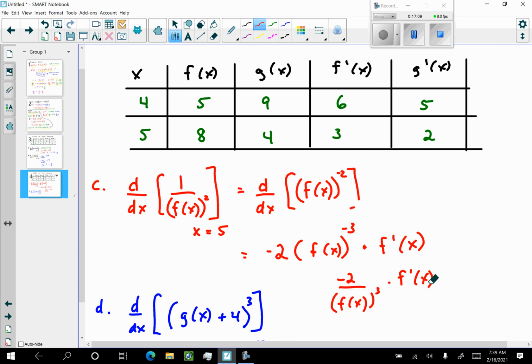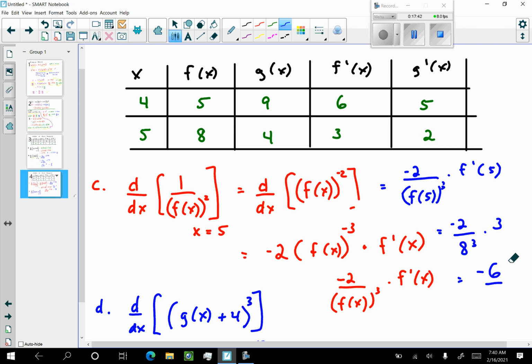What do I want to do? Wherever I see x, I put 5 in. I'm going to jump up here. So this is going to be negative 2 over f of 5 cubed times f prime of 5. Well, what's f of 5? F of 5 is 8. So this is going to be negative 2 over 8 cubed. F prime of 5 is 3. So this is going to be negative 6 over 8 cubed. You can reduce that if you want.